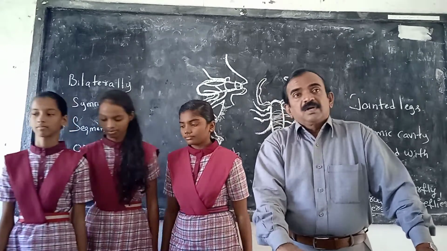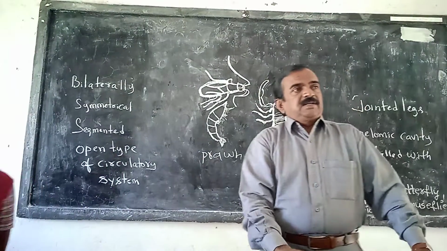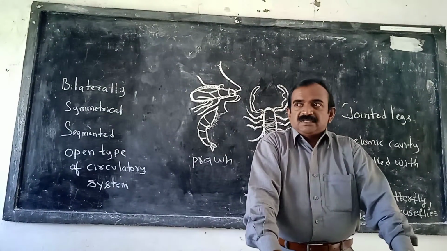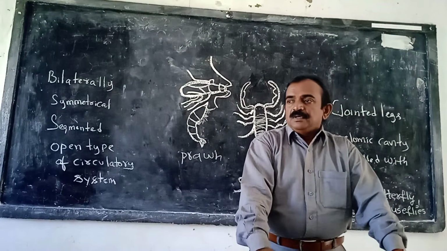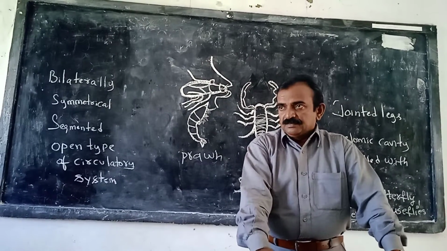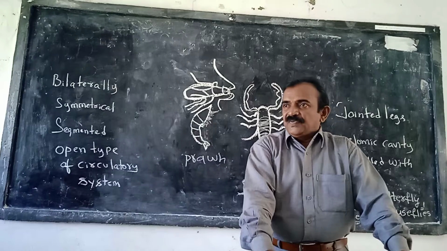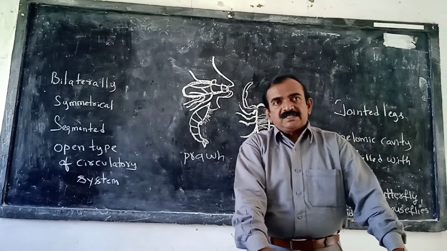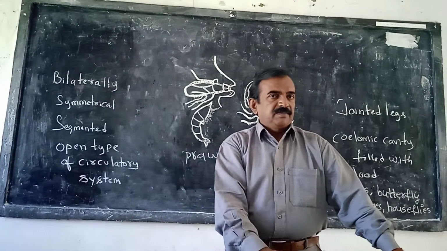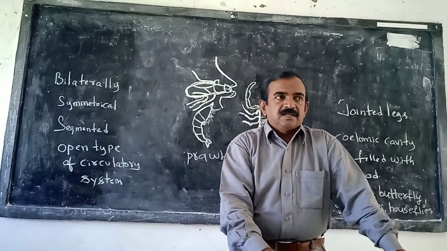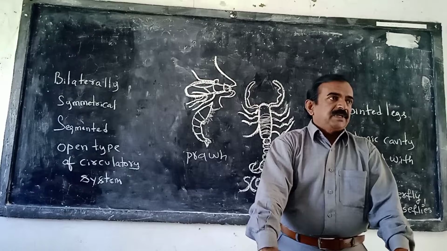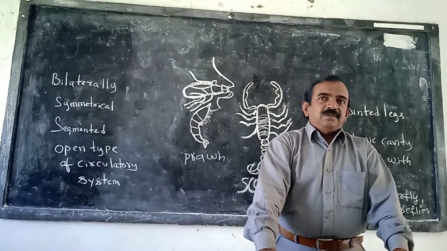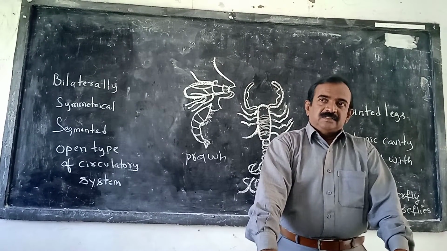So like that, they told you the classification of animals. Great, excellent. And now I am telling you about Arthropoda. This is from chapter 5, Diversity in Living Organisms, page number 64. And there you are seeing three diagrams.